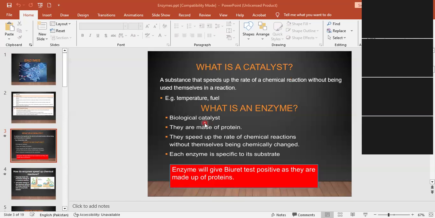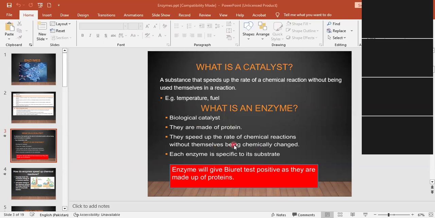That's why the first key term for the definition of enzyme is: what is enzyme? Enzymes are the biological catalysts which are made up of protein, and they speed up the chemical reaction without being used up themselves, right? ये definition हो गई enzyme की.